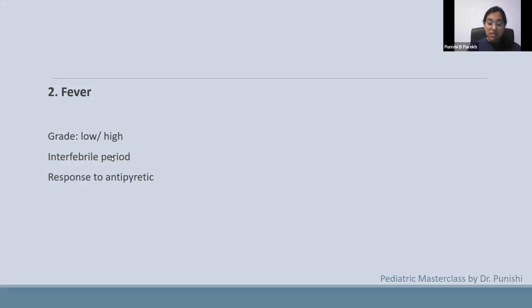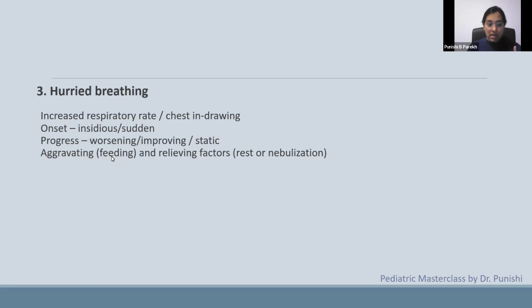The third thing is hurried breathing. So the mother also complained of hurried breathing since one day. So hurried breathing could be either in the form of increased rate of breathing or it could be chest indrawing. So you need to ask the informant as to why the mother feels that the child is having rapid or hurried breathing. Is it because she feels that he's breathing fast or is it associated with chest indrawing or chest retractions? That's something you need to ask. Was the onset of hurried breathing insidious or sudden? Now, again, like cough, if there's sudden onset hurried breathing, it could either be because of foreign body aspiration, choking, or trauma causing pneumothorax. Whereas if it's a more insidious onset, it points towards more of an infectious etiology.